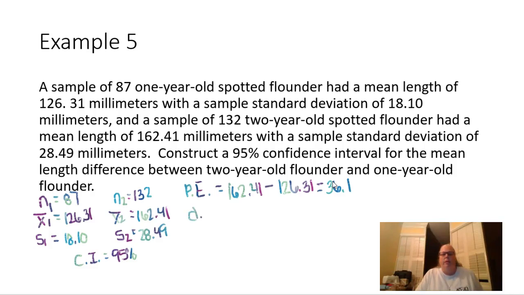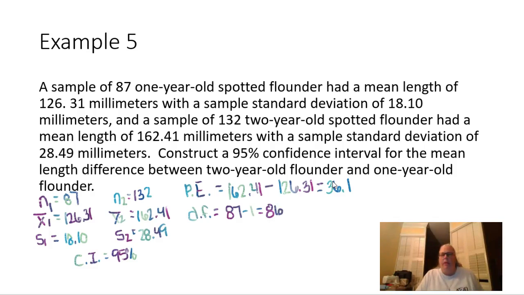All right. The degrees of freedom is going to be the smaller of the two sample sizes minus 1. So our sample sizes are 87 and 132. Looks like we're going to be doing 87 minus 1, or 86 degrees of freedom.